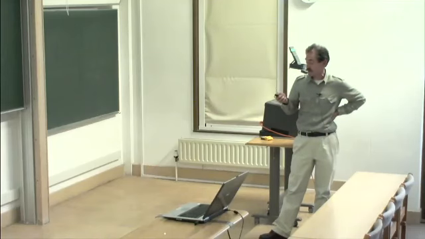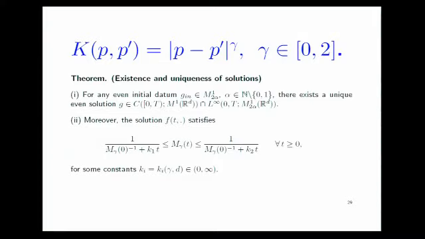If you integrate the equation with respect to m, you obtain an equation which is a kind of convolution equation. And in that case, you can obtain much more precise estimates on the moments. For example, if the kernel is like |p minus p prime| to the power gamma, then the moment of order gamma of the solution decays exactly like 1/t.